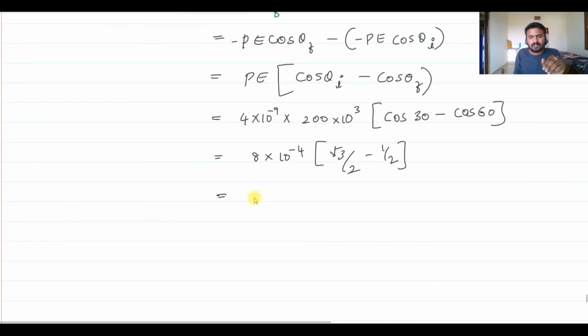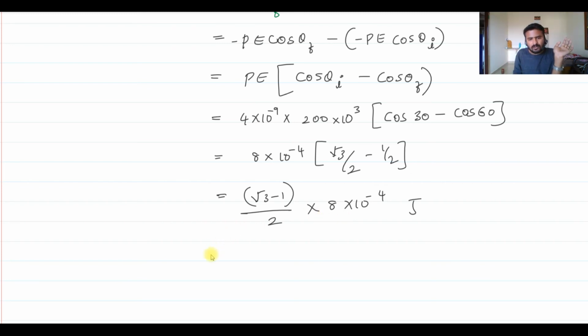Our final answer is root 3 minus 1, okay, divided by 2 into 8 into 10 to the power of minus 4 joules. It is work done, right? Work's unit is what? Joules, right? I have kept everything in standard units. My final answer also will be in the standard unit of work, which is joules.